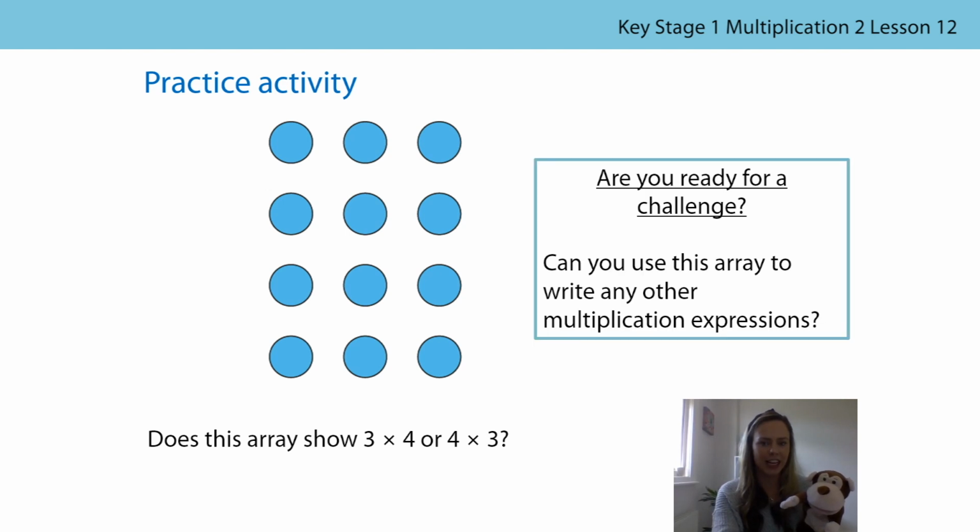If you're ready for a challenge, this is it. It says, can you use this array to write any other multiplication expressions? So can you circle the counters in as many different ways as possible and write the multiplication expression to match the picture that you've drawn?